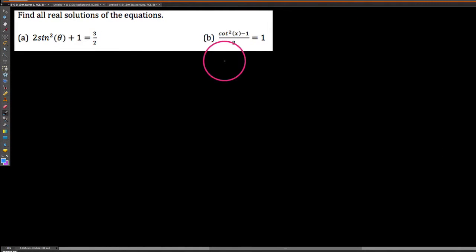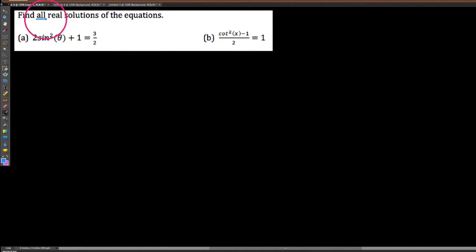In this video, we're going to continue to look at solving trigonometric equations, and we're going to focus specifically on equations containing squared trig functions, but also only one type of trig function. Our goal here is still going to be to isolate the trig function, but we're going to look at a peculiarity with the answers that you get when you have a square root involved. So we'd say find all real solutions of these equations.